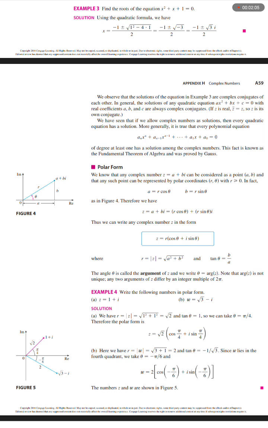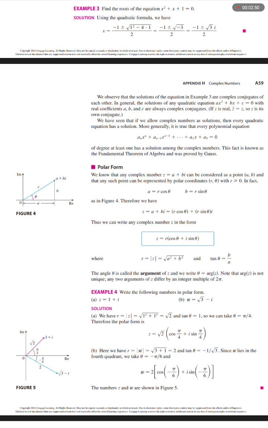Polar form. We know that any complex number z equals a plus bi can be considered as a point (a, b), and that any such point can be represented by polar coordinates (r, theta) with r greater than or equal to 0. In fact, a equals r times cosine theta, b equals r times sine theta, as in figure 4.